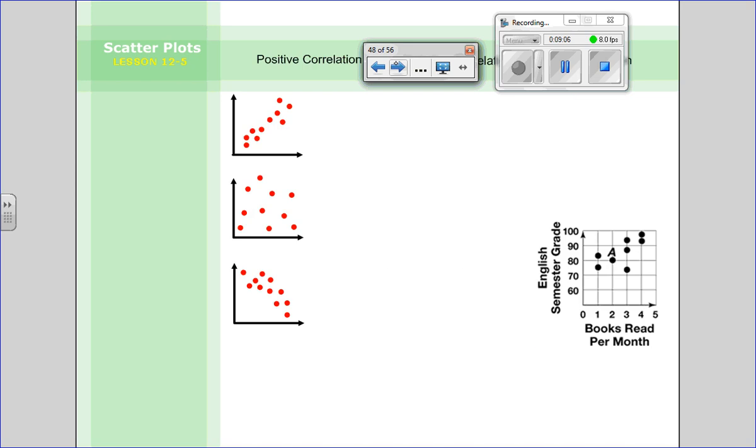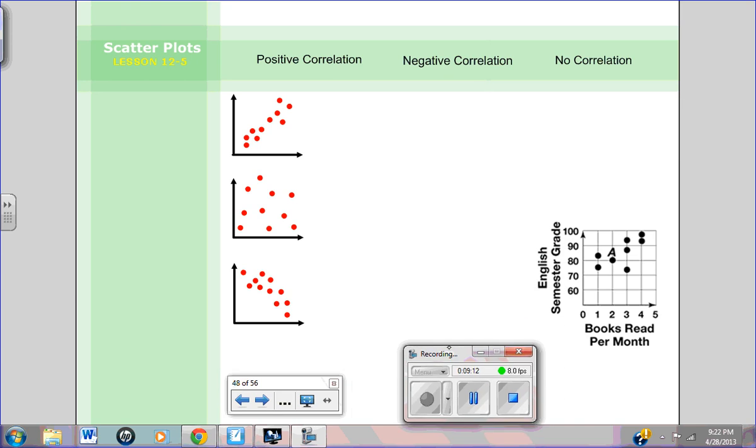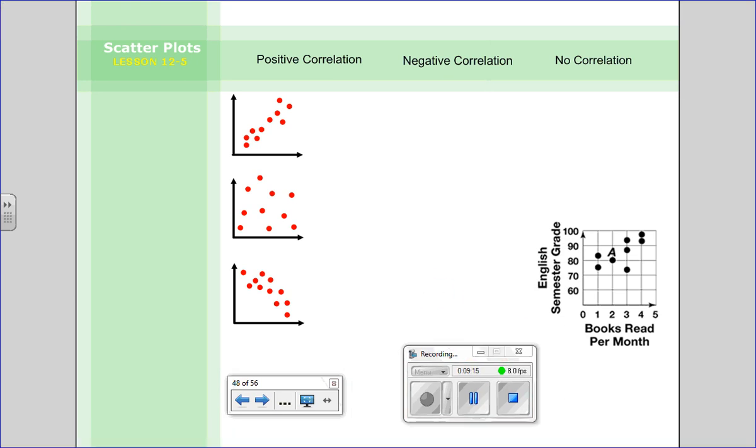All right? So, look at that. They want us to go ahead and determine each situation. So again, I can give you a couple seconds to do this. Do these 3 here, the 3 with the red dots, and then do this situation, the one with the English grade and the books read per month. Is that going to be positive, negative, or no correlation? So go ahead and do that, and when you're all done, come back and check your answer. So pause me now.